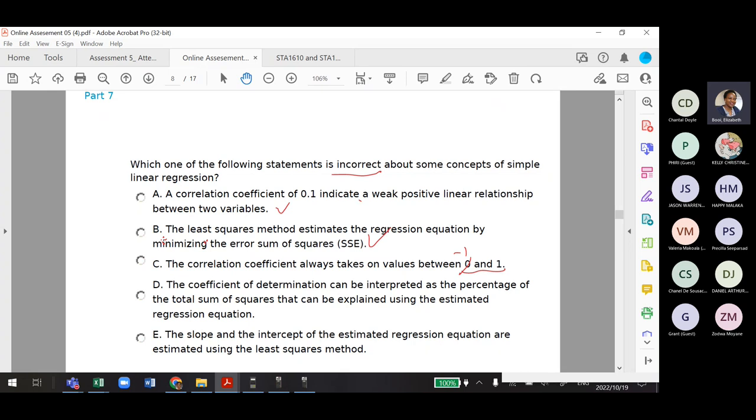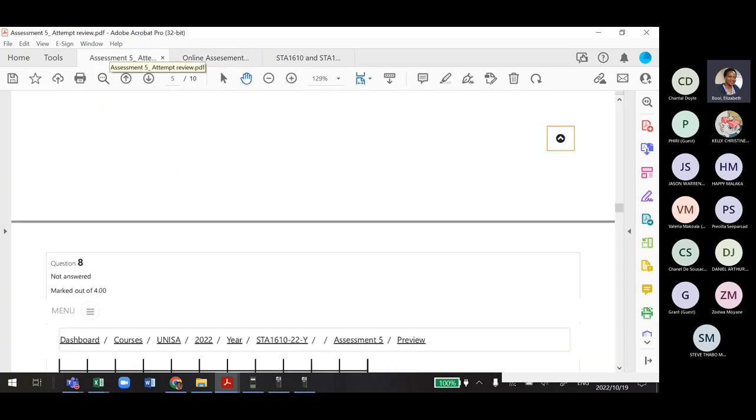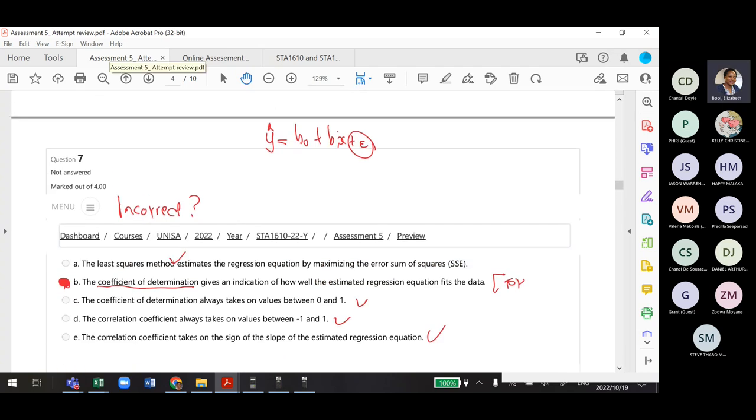The coefficient of determination can be interpreted as the percentage of the total sum of squares that can be explained by using the estimated regression line, and that is also correct. The slope and the intercept of the estimated regression line are estimated using the least squares method. Yes, because that is the equation of ŷ equals b0 plus b1x. So the only one that is incorrect is that. And you can see on this side, they actually even got it as correct. But when it comes to this question, they swapped them around.